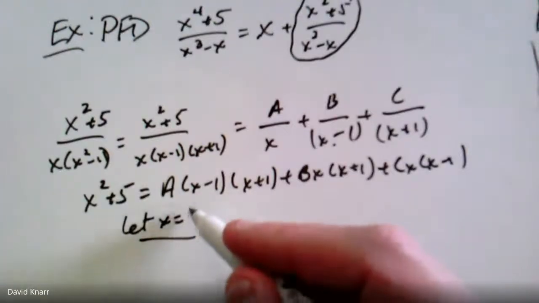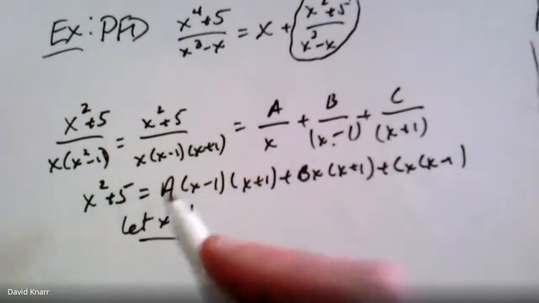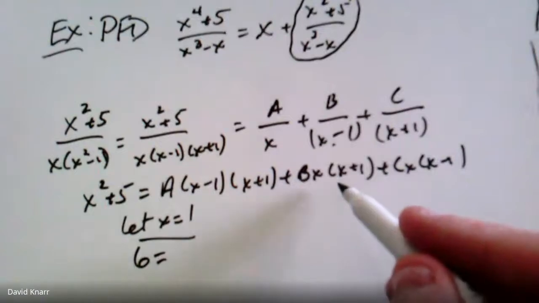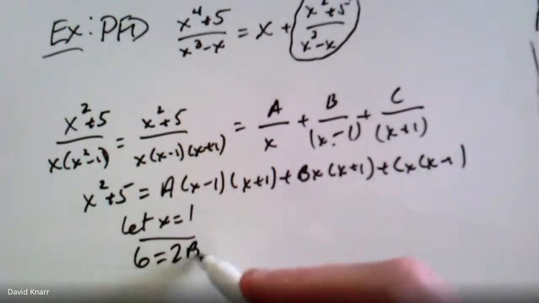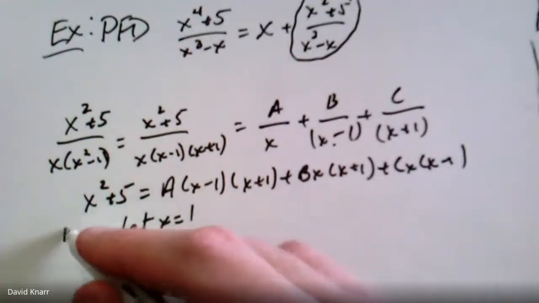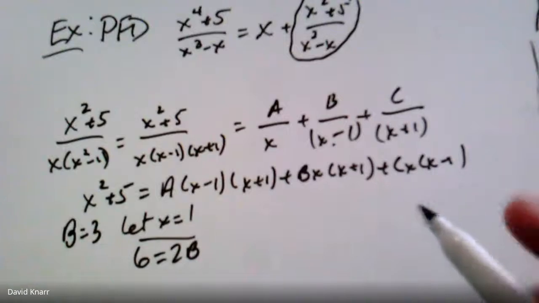So let's let x be 1. If we pick 1, A will drop out and C will drop out. So that'll give me 6 is equal to 2B. So that means B equals 3. Okay, so we have B equals 3.